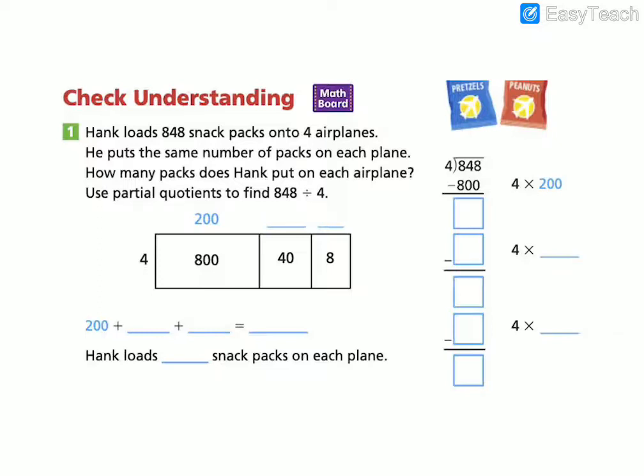Right. Go ahead and complete check understanding. Press play when you're ready to check your work. Right, so it asked you to kind of show it 2 different ways. We found the answer was 212. We used our area model and we used our partial quotients.